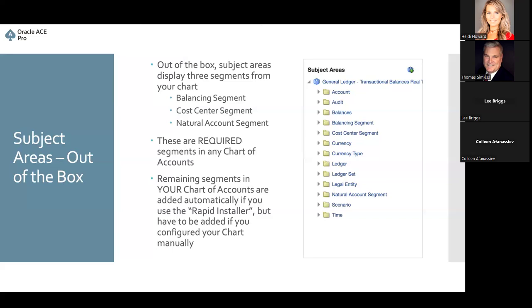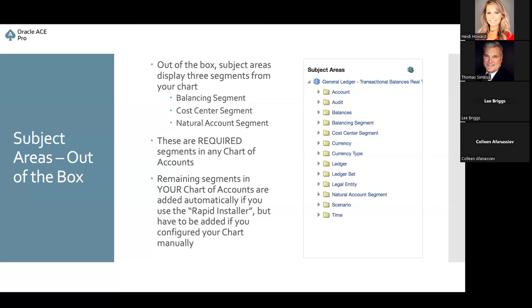That's why in these subject areas on the right-hand side, I'm just looking at general ledger transactional balances. I can see those 3 segments are listed out there. Balancing segment is about the 5th one down. Cost center is just below it. And natural account segment is down there. However, you don't see the rest of your chart out there.